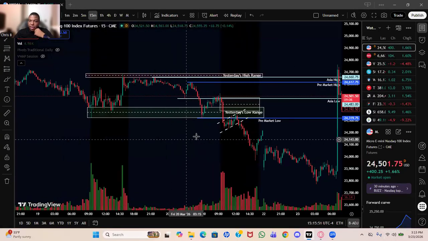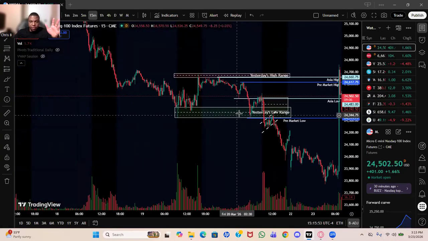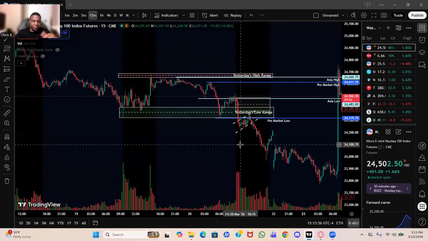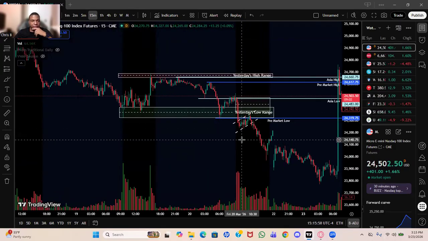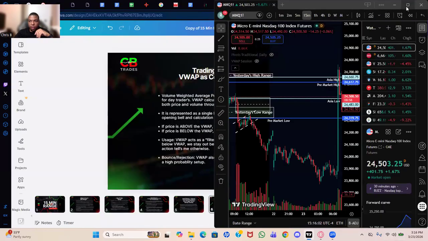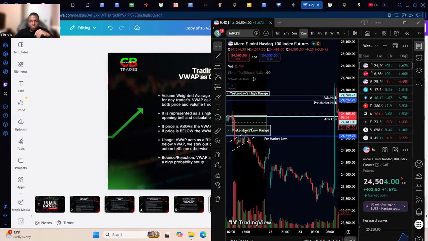So I have the same chart from the last video. It's the exact same thing. I haven't changed anything because I want to keep this informative and keep you guys in the loop. This is TradingView. So, how do you add the VWAP? You go to indicators up here.